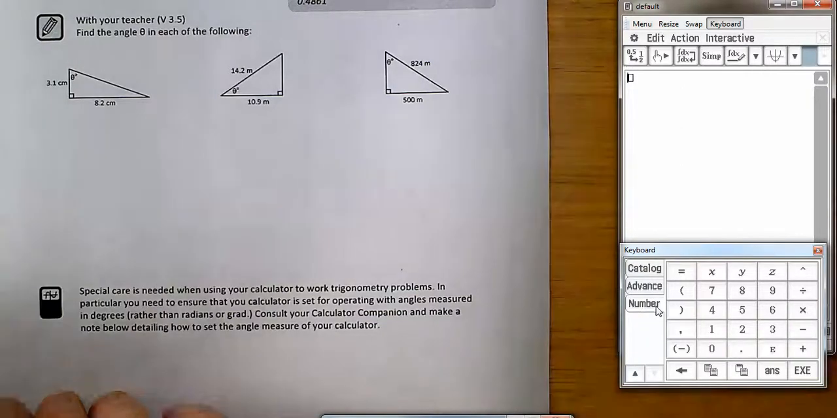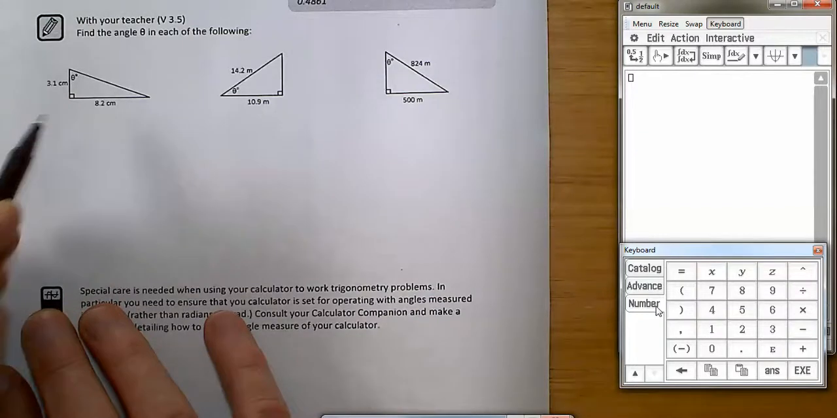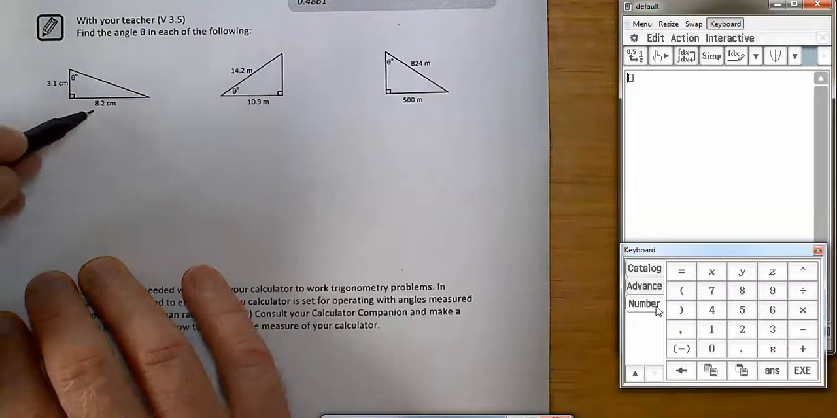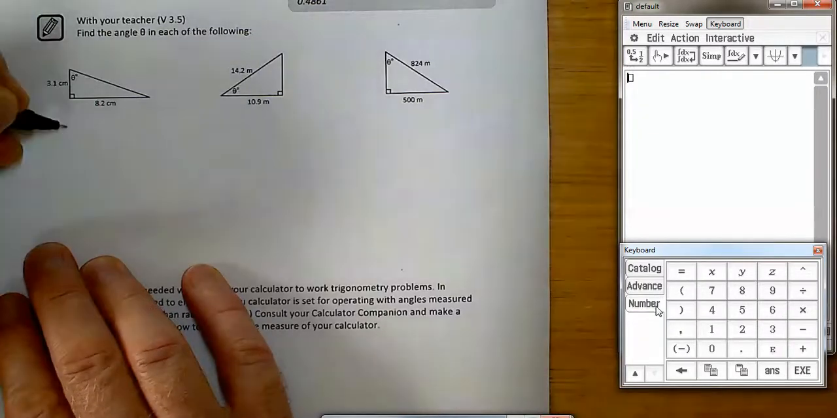Now we're doing some more trig questions here, but this time we're trying to find an unknown angle in a triangle. The important thing to realise is the steps are exactly the same steps that we were using in the previous question. The first thing we ask ourselves is which sides are involved. It's the opposite side and the adjacent side. That makes it a tan question.